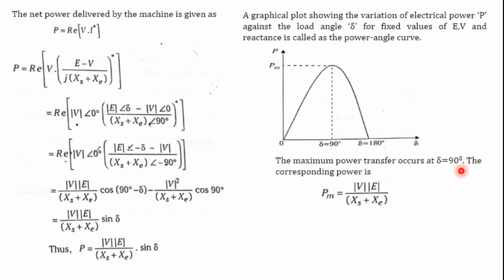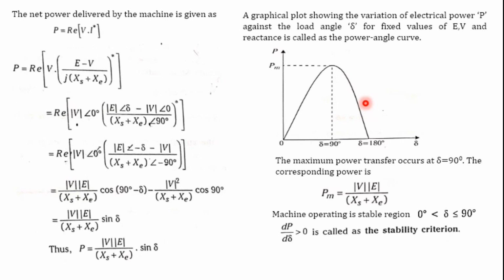Then, corresponding to the power equation, the maximum power is equal to V into E divided by XS plus XE. If the delta value is greater than 90°, the power output of the machine reduces successively, and finally the machine becomes stalled. Hence the PM at which the maximum power transfer occurs is called the steady state stability limit of the machine.